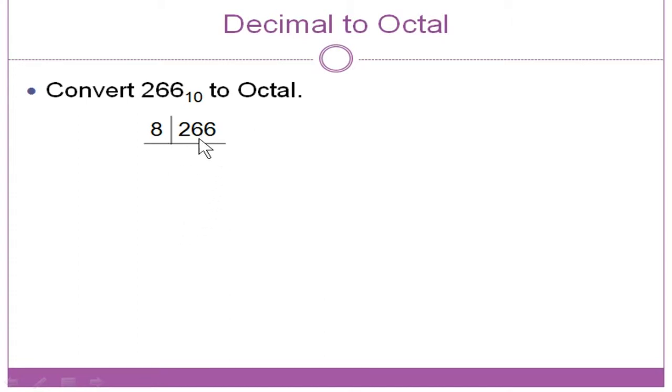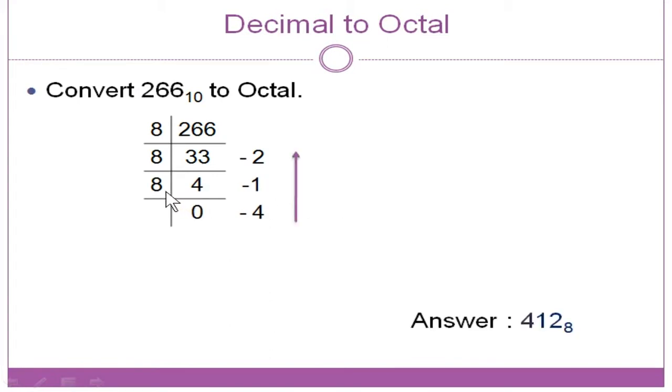If you take the number 266, you have to divide it by 8. You will get the quotient as 33 and the remainder will be 2. Now 33 is greater than 8, so the quotient is not 0, so you repeatedly divide it. Divided by 8, you get the quotient as 4 and the remainder as 1. Again, the quotient is not 0, so you repeat the division. Divided by 8, since the number is smaller than the divisor, you get 0 as the quotient and the remainder will be the same number.